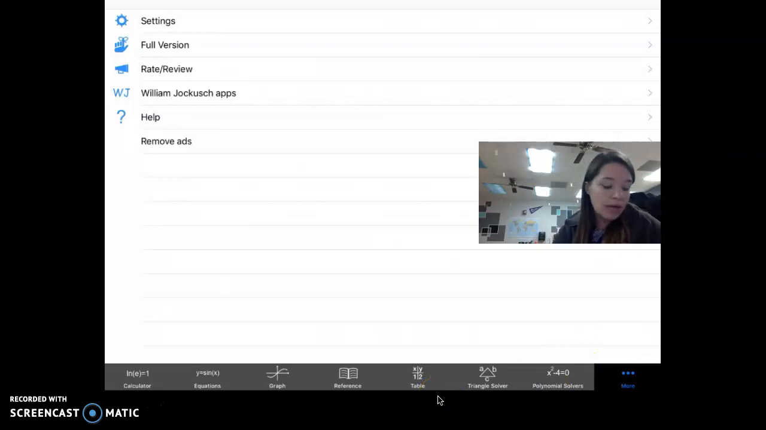So this is one of those applications that I really like, especially for my kids, because most of them have a phone, but very few have the money to get one of those expensive graphing calculators, so this calculator works. And then I know they already have a good calculator.